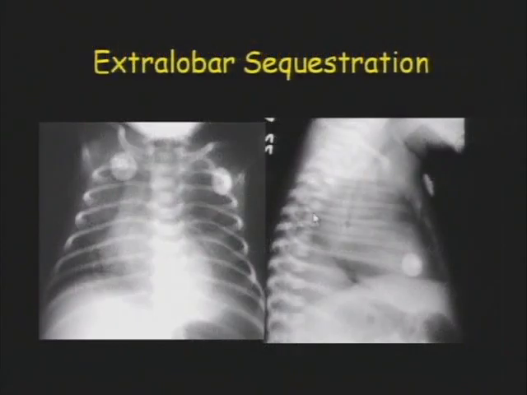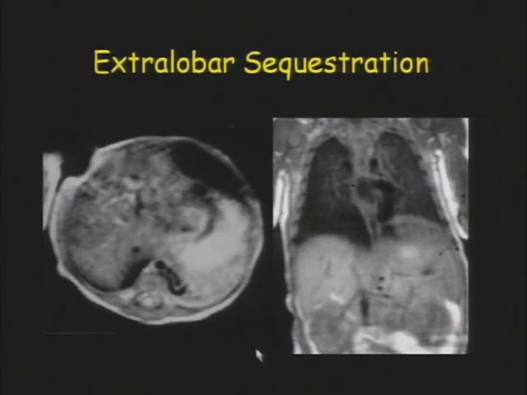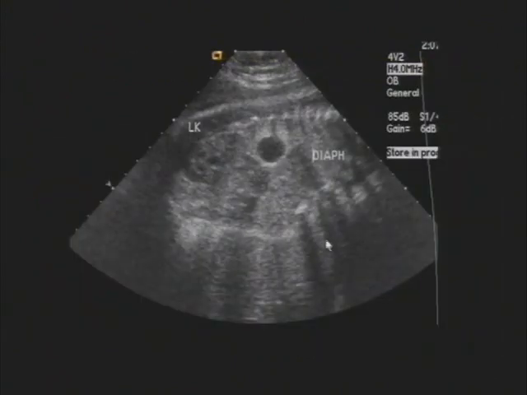Here's a patient where we can see we've lost our left hemidiaphragm on the frontal view, and there's a mass on the lateral view. Here's the MR on this patient showing the supply from the aorta into this sequestration and drainage back into the coronary sinus.